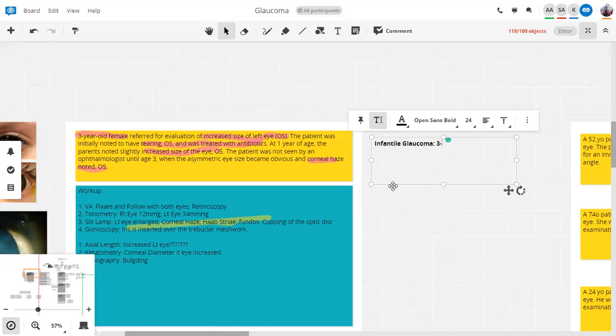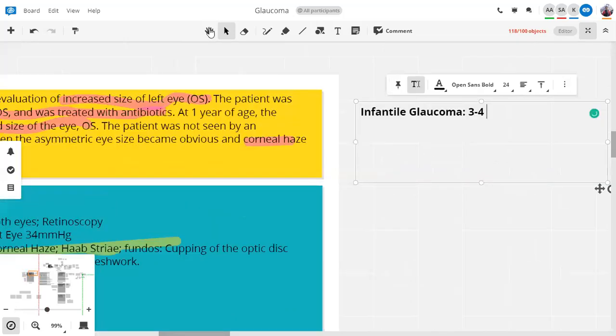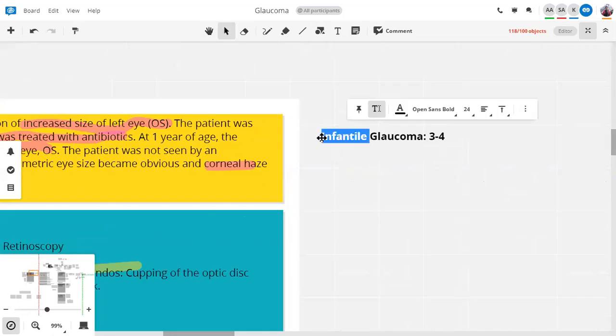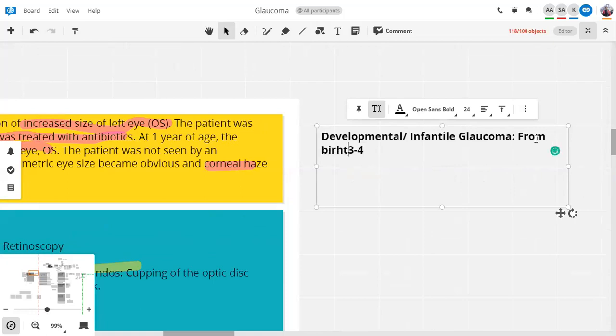Now there is some discrepancy in the books, Jogi and Parsons are somewhat different. But they've written infantile and developmental glaucoma under the same heading, and they said that from birth to age 3 to 4, if there is any glaucoma, any raise in IOP, this will be termed either a developmental glaucoma or an infantile glaucoma. This is the first thing.